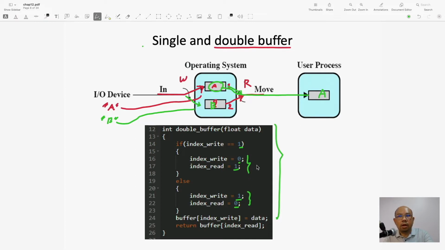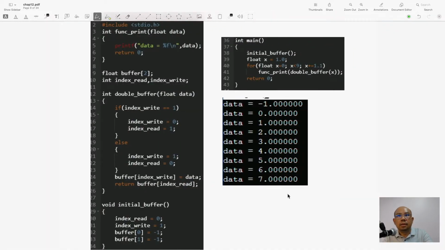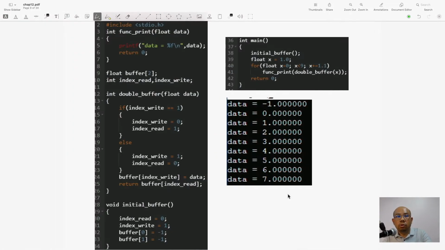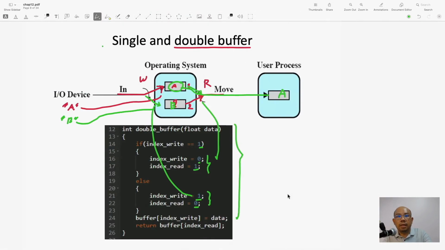This is a swap, like moving the pointer in the double buffer. You can implement the buffer over the double buffer by doing like this, and this is what we call circular buffering. Before we go into the details of circular buffering, I show you all the code from here.